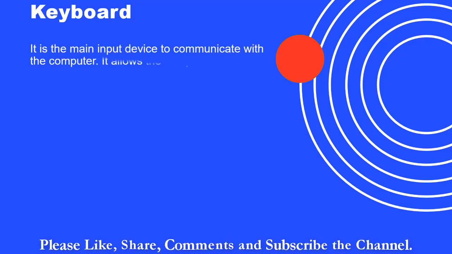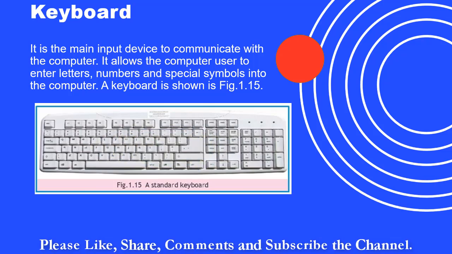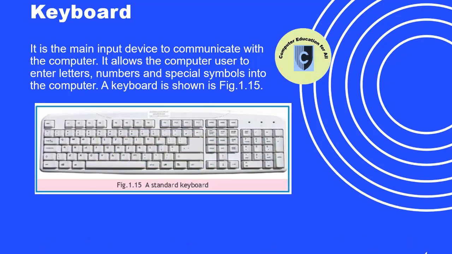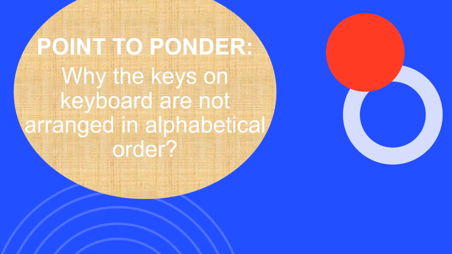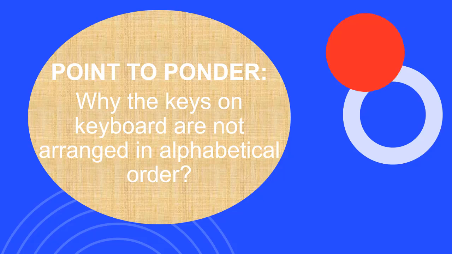It is the main input device to communicate with the computer. It allows the computer user to enter letters, numbers, and special symbols into the computer. A keyboard is shown in Fig. 1.15. Point to ponder: Why are the keys on a keyboard not arranged in alphabetical order?